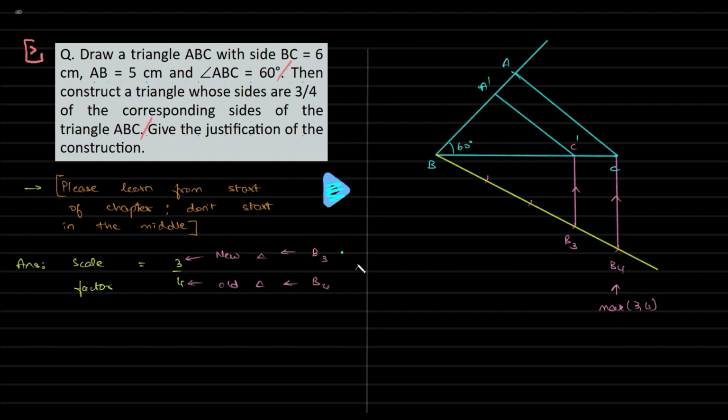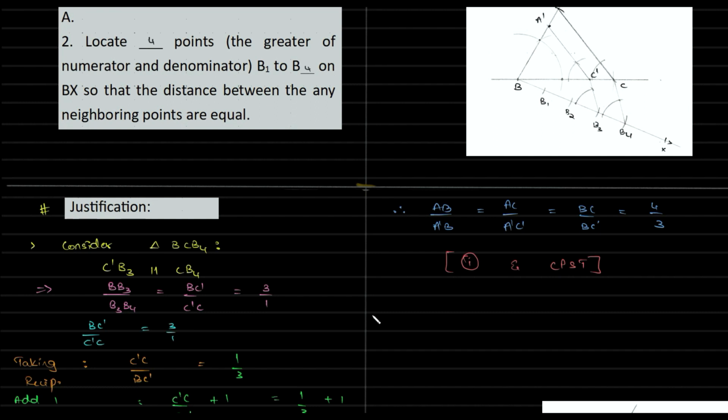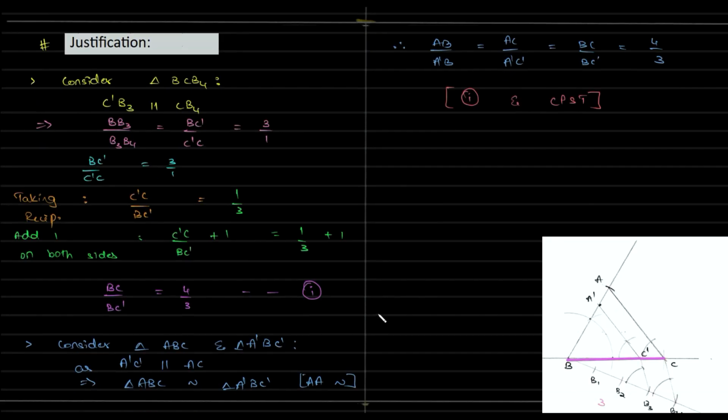So this is important, figuring out what should go where. Steps of construction: try to keep it minimum, all this writing part. Don't forget to label. And justification: don't draw this, and try to keep this also minimal.